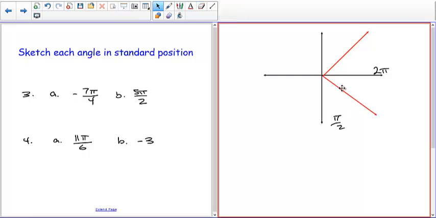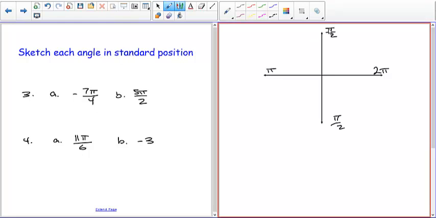Okay, so we just need to delete these things from there. Okay, 5 pi over 2. Well, let's see what 5 pi over 2 is. 5 halves is greater than 2, so that means we go around a whole time, and then we go another half. Because it's more than one rotation, it becomes 2 pi.